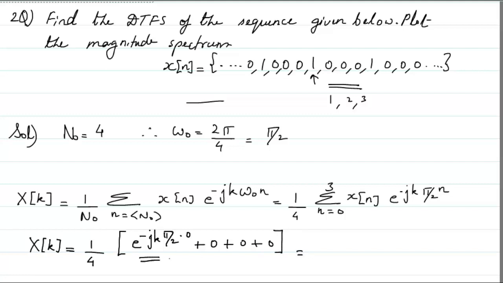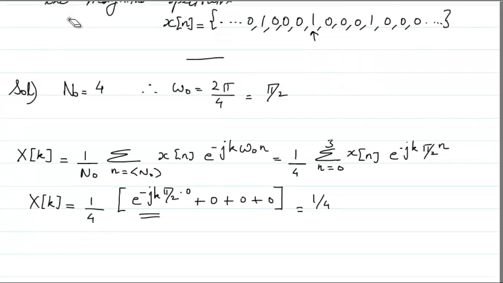Which one? This one is just what? e raised to power minus j k pi by 2 into 0 is as good as e raised to power minus 0, which is 1. So the answer comes out to be 1 by 4. So how do we plot it? Either we can say the Fourier series of this, the magnitude spectrum. So if I have to draw the magnitude spectrum, see here, whatever be the value of k, the answer is going to be 1 by 4 always. So this has become a very easy question, isn't it?